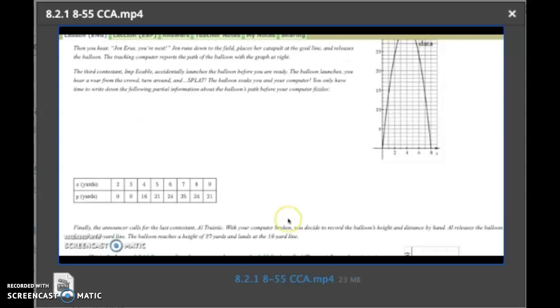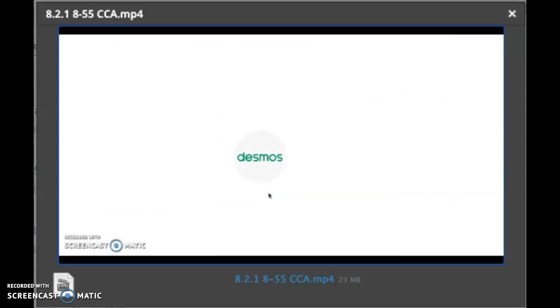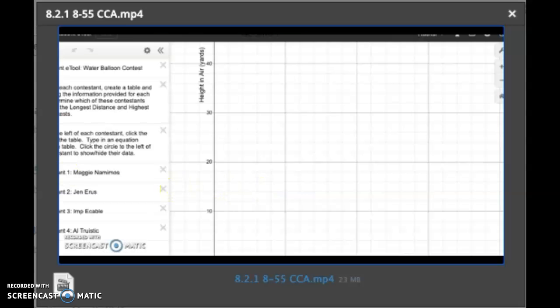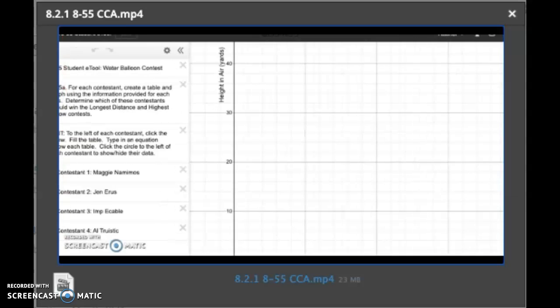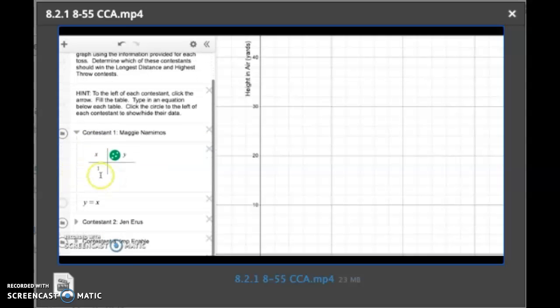Okay, so what I'm going to do is I'm going to go ahead and click on the 855 student e-tool. You could also do the resource page if you wanted to work this out by hand. I'm going to click on the e-tool. And I am going to go ahead and click on contestant 1, Maggie. And they gave us the information that at the 3-yard line, that's where she shot her balloon from. So at the 3-yard line, her balloon was at 0 yards in the air. That's where she's shooting it from.